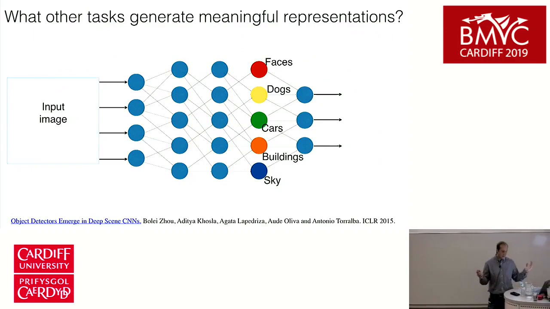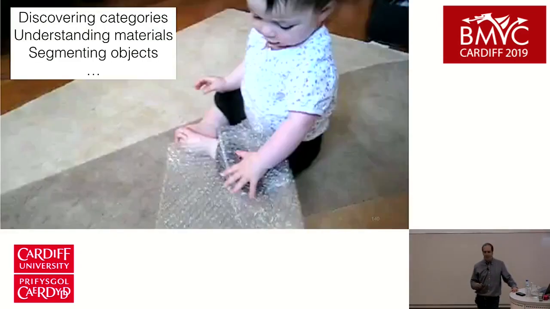So we found that classifiers also build meaningful representations, and you also find units that detect faces and dogs and cars and buildings and all kinds of things. And I think this is interesting because you can start asking the question of what type of tasks do I need to have in order to build meaningful representations inside that are more interesting than the task that I'm doing.